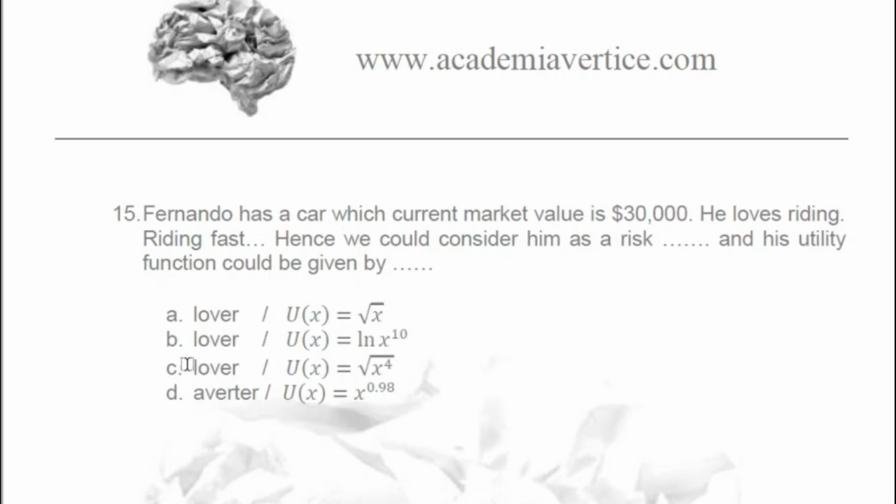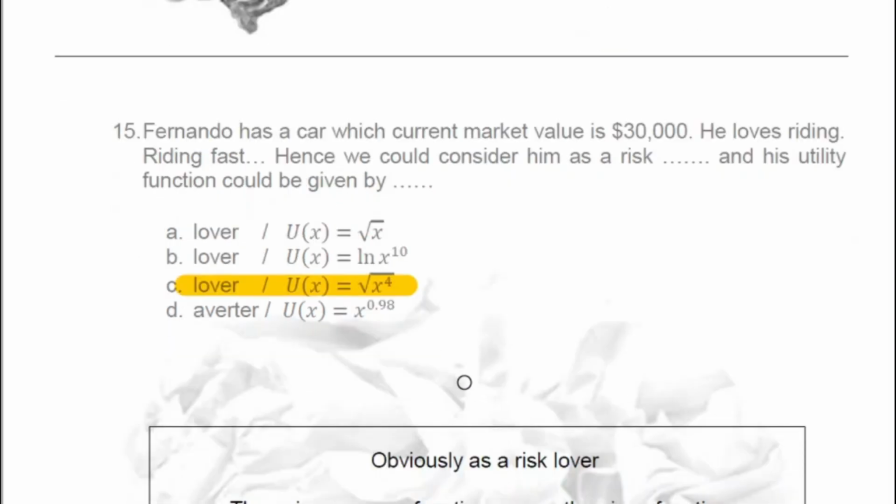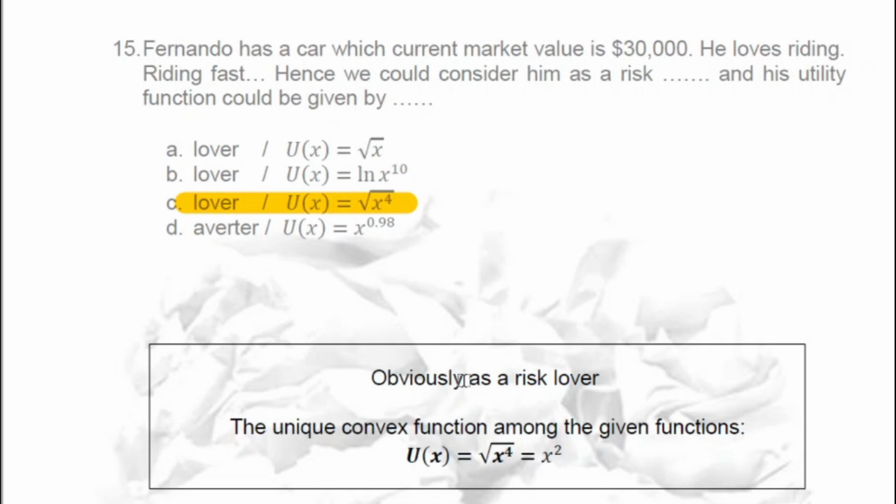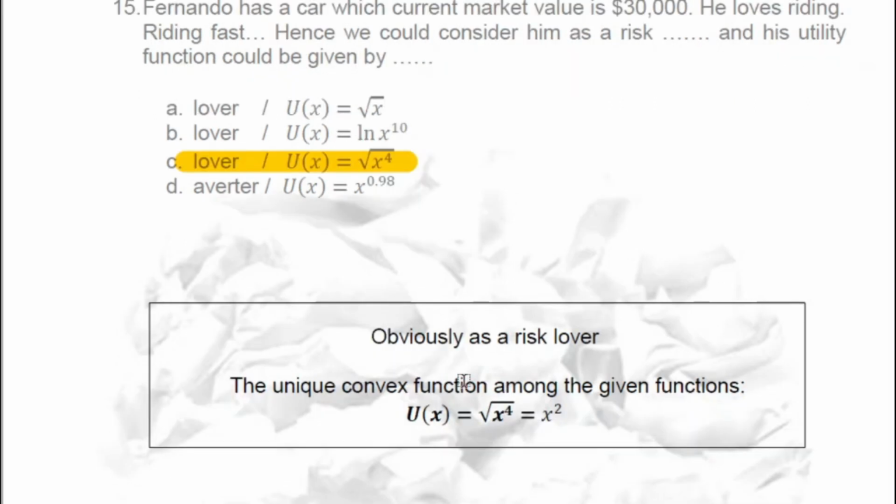it could be A, B, or C, but we can see that the utility function in A is concave, the utility function in B is also concave, and the utility function in C is x squared, which is convex. So as a risk lover, the utility function must be convex. The correct answer is C. Okay, you have here another easy and good exercise.